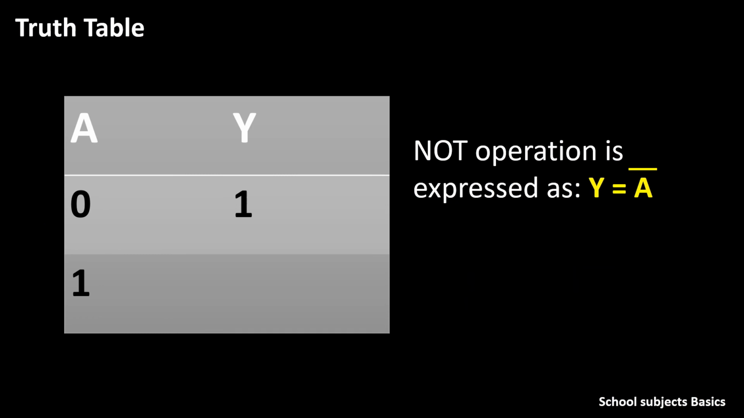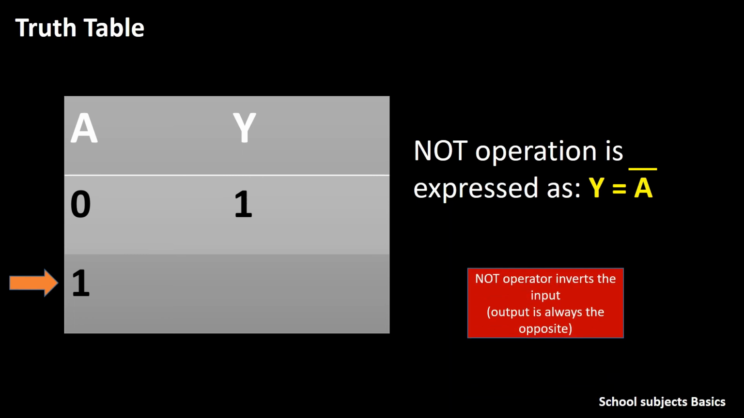So next, the input is 1. So we already know that the NOT operator always inverts the input. So if the input is 1, the output will be opposite, that is 0, that is false. So here the input is 1, that is true, and thus the opposite will be false, and thus the result is 0. So this is the truth table for NOT operator.